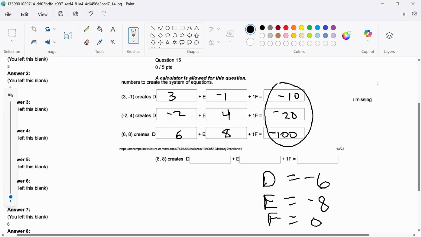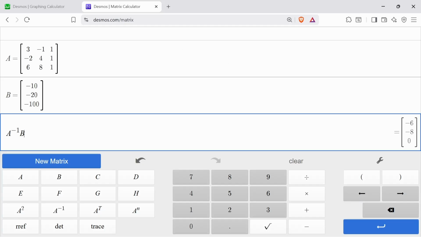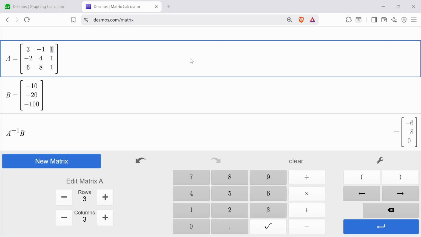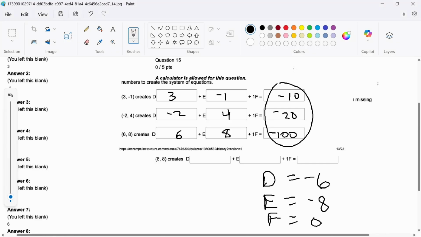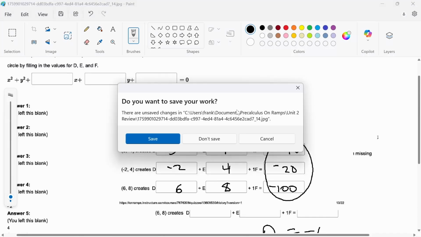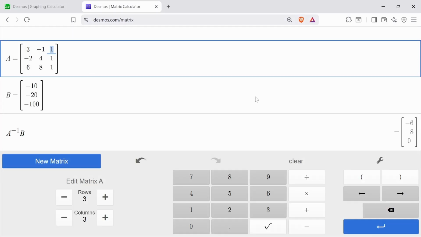3, negative 1, 1. Yeah, I originally had this 1 up here in the top right. I had it backwards. Negative 2, 4, 1, and 6, 8, 1. I'm just double checking. And negative 10, negative 20, negative 100. All right, so that's that one. That's 15 part 2. And you're able to use a calculator.